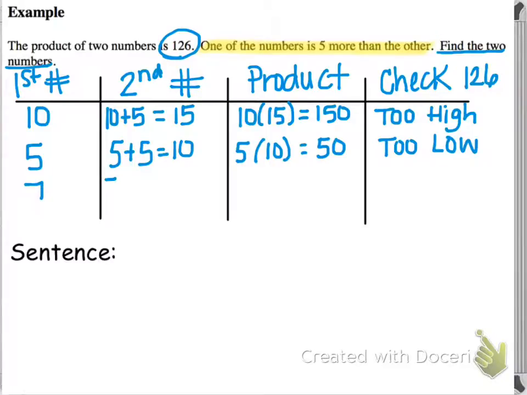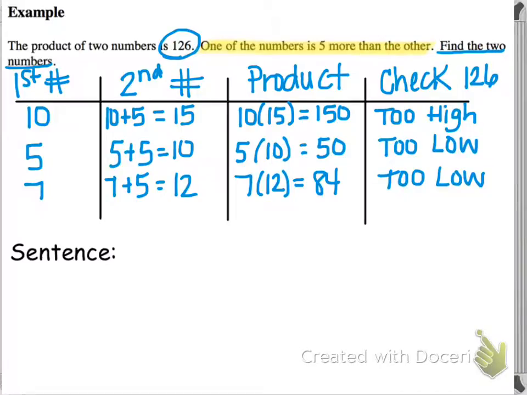For the guess of 7. It looks like the guess of 7 resulted in a product of 84, which is still too low. So let's try one more guess. Hopefully we'll get it right this time.